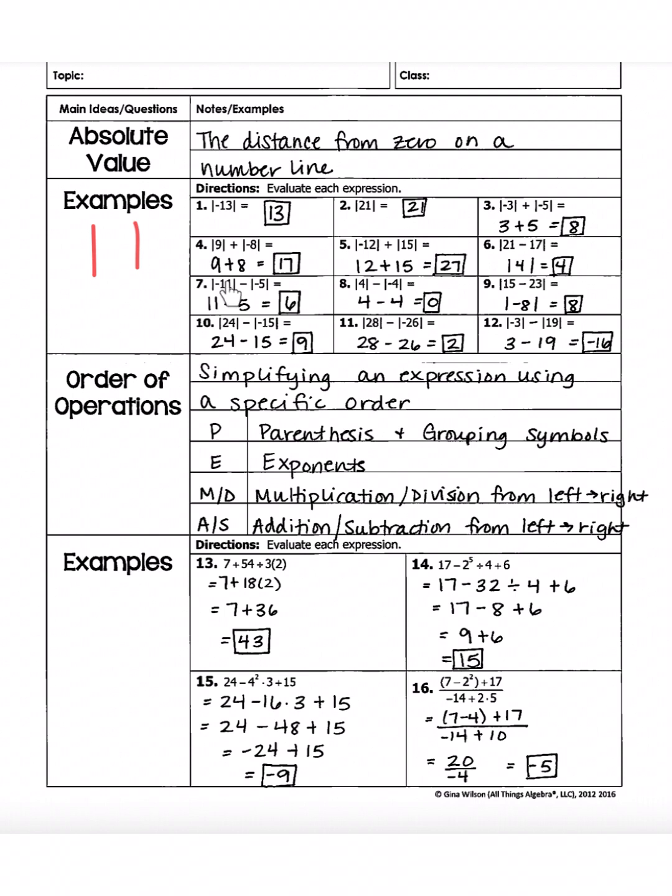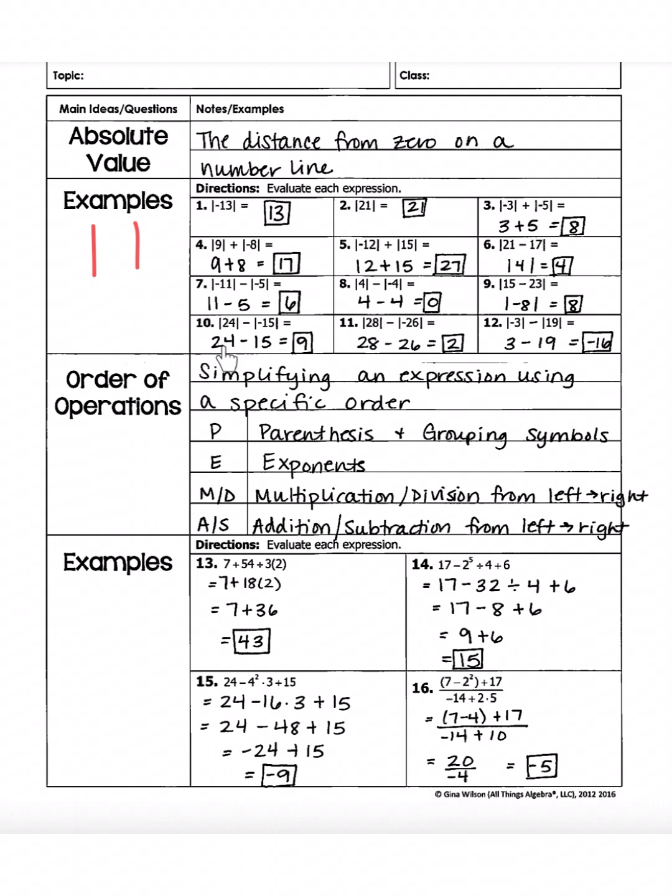Number 7, take the two absolute values and then subtract them, and you get 6. Number 8, you could do this with or without the absolute values. Any number minus itself always equals 0. 4 minus 4 equals 0. Number 9. First we're going to subtract. 15 minus 23 is negative 8. Then take the absolute value, which gives us 8.